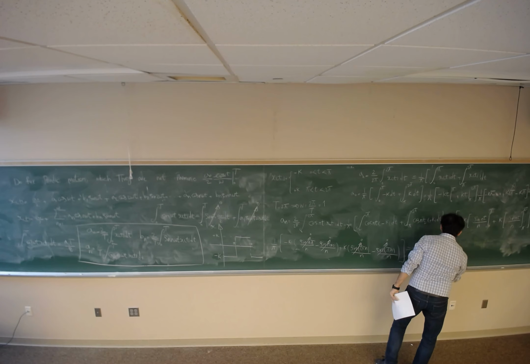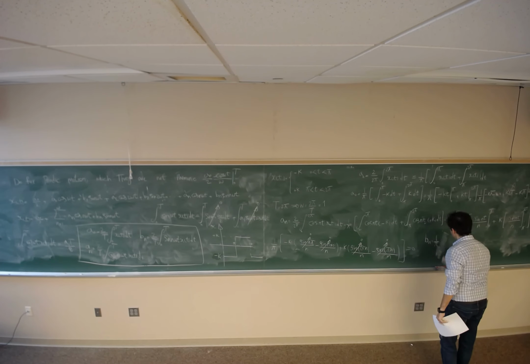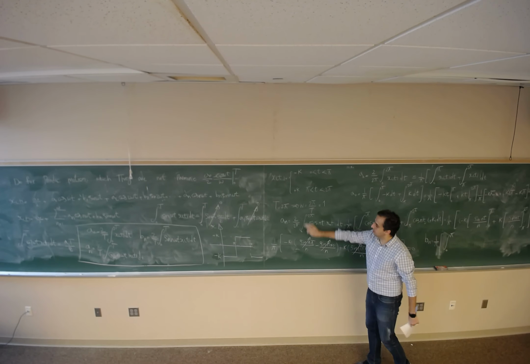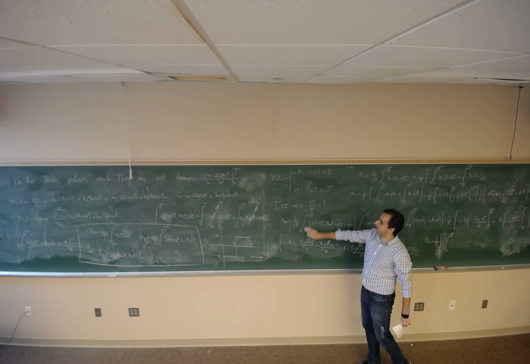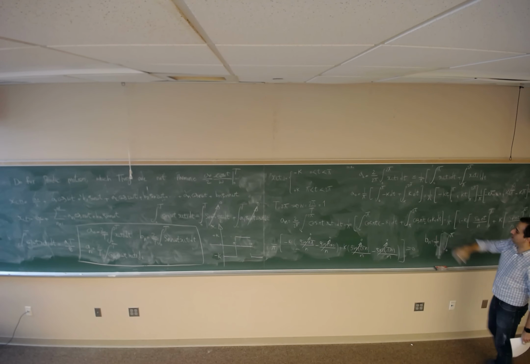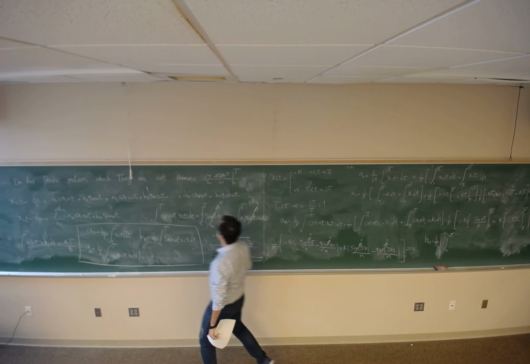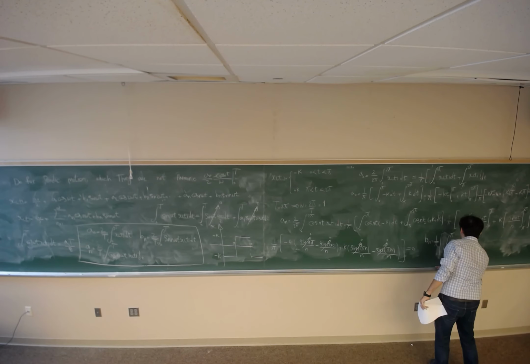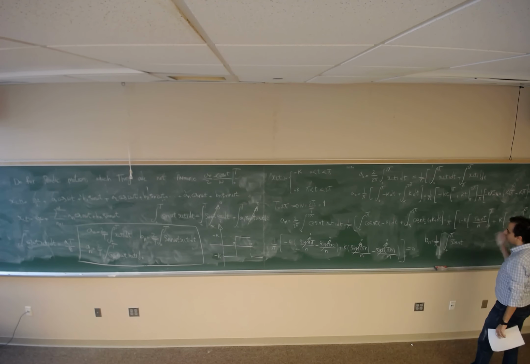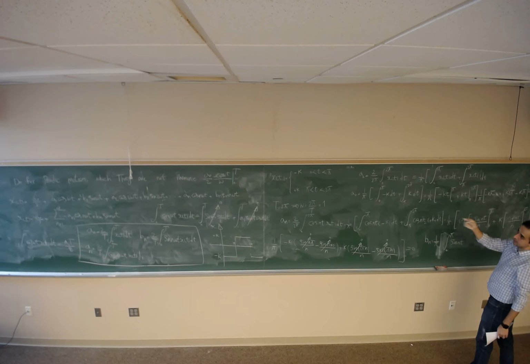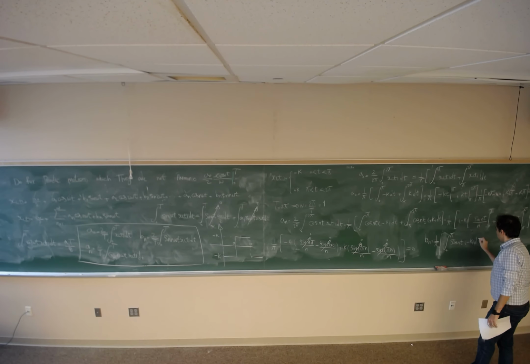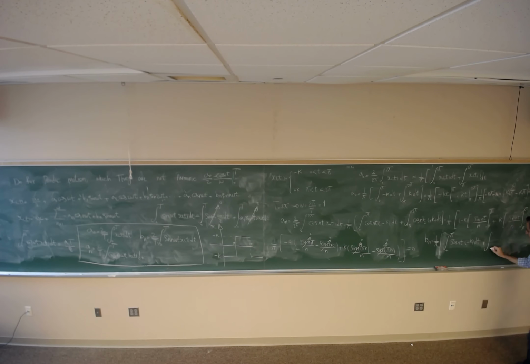Integration from 0 to pi. Instead of having 0 to 2 pi, I'm going to break it into 0 to pi and pi to 2 pi. 0 to pi of sine of n omega t, omega is 1, so n t, times x of t, which from 0 to pi is negative k, dt, plus integration from pi to 2 pi of sine of n t times positive k dt.